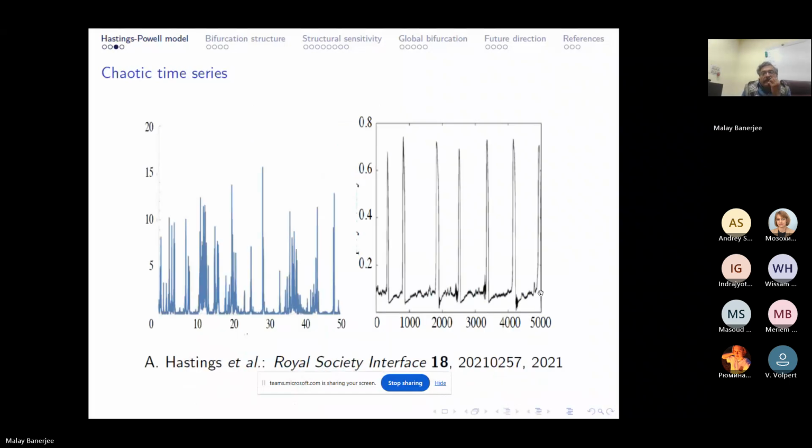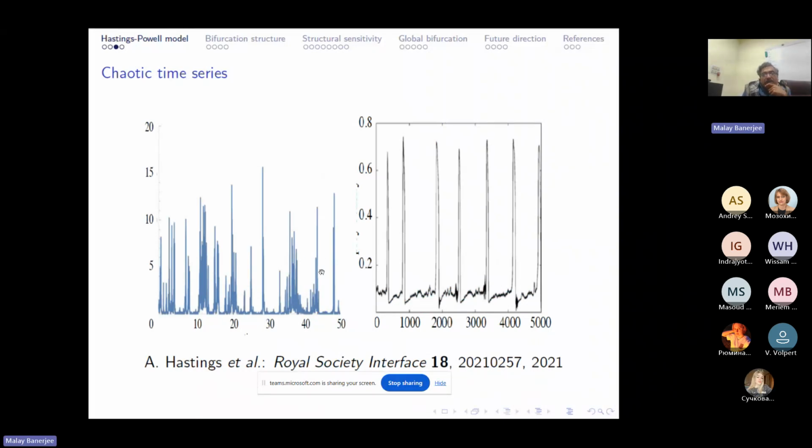Now, if we look at the numerical simulation of two different models which show chaotic dynamics, as was pointed out by Alan Hastings and his co-author in a paper recently published in Royal Society Interface, they have explained that there are two types of irregular oscillations. Of course, both are irregular oscillations. One can debate whether both of them are chaotic or not. But what is the precise demarcation between these two figures?